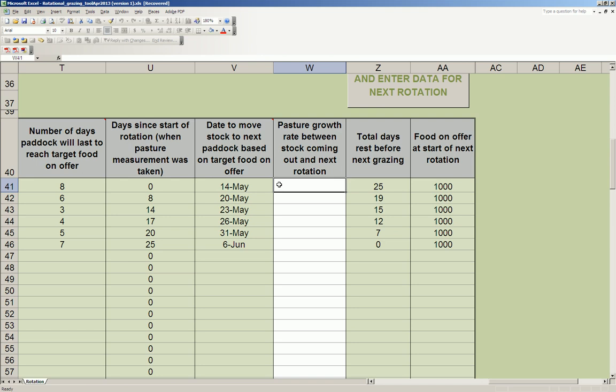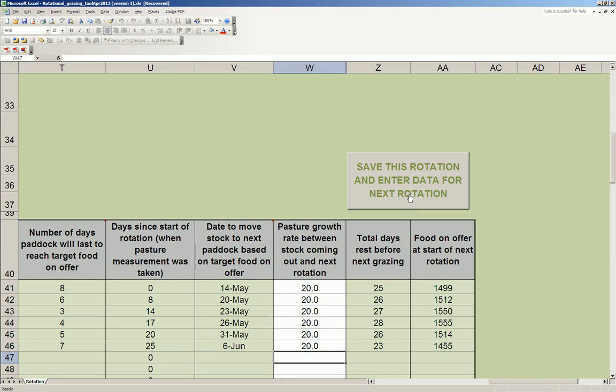For the pasture growth rate between when the stock come out of the paddock and go into the next rotation, we just have to put this in to work out how much feed we're going to have when we start the next round. So I'm just going to say that all my pastures are going to grow at 20 kilos per hectare per day. That tells me that the total days rest before the next grazing for each of my paddocks is going to be about 25 days on average. And the food on offer when I start the next rotation is going to be over in this column here at about 1,500 kilos for each of my paddocks.